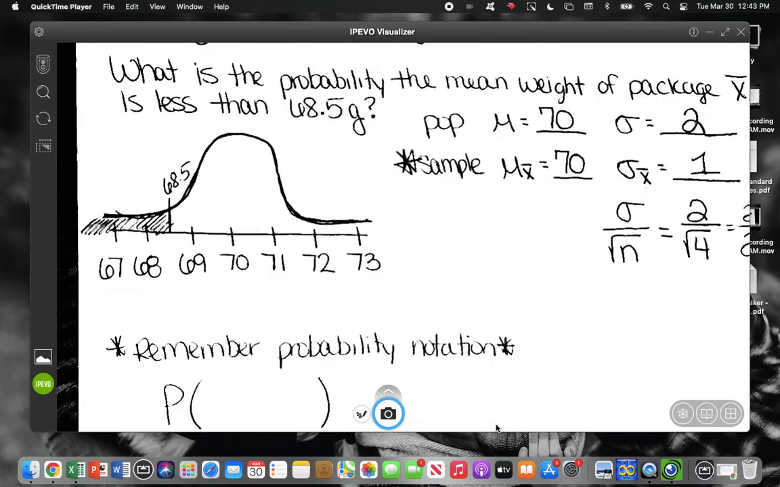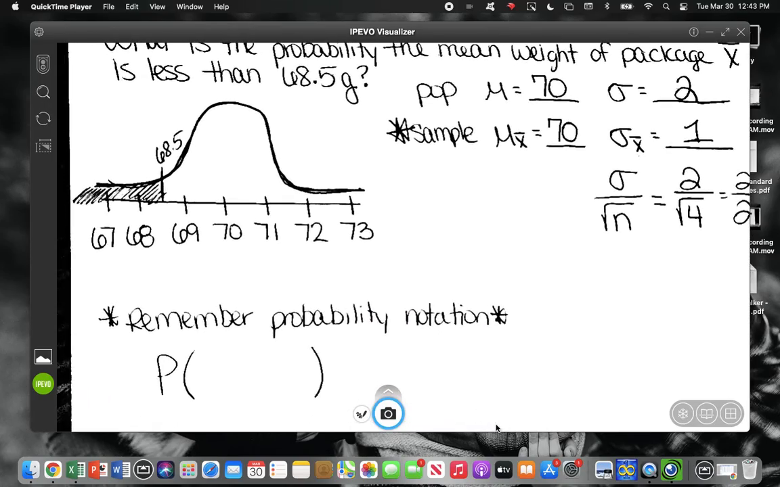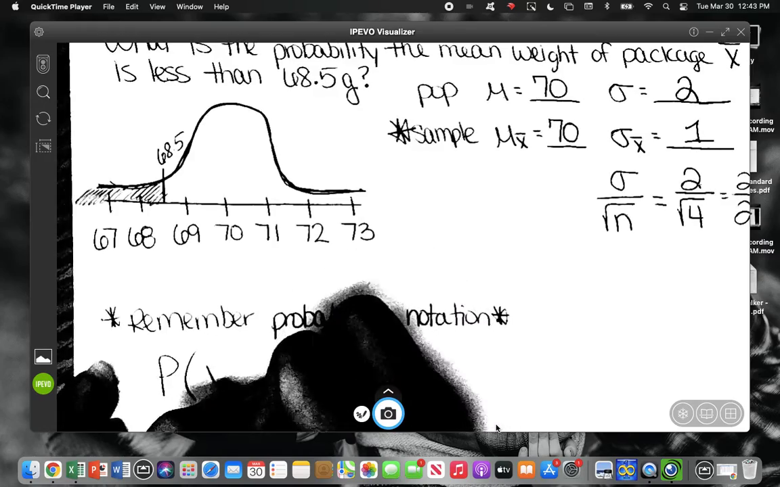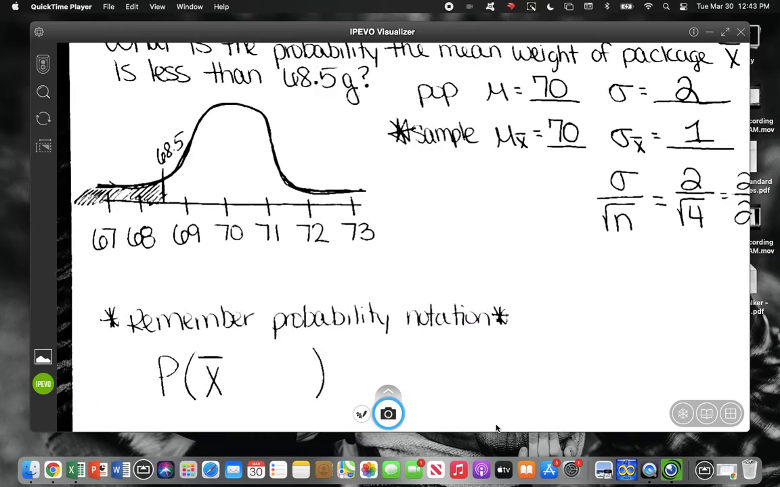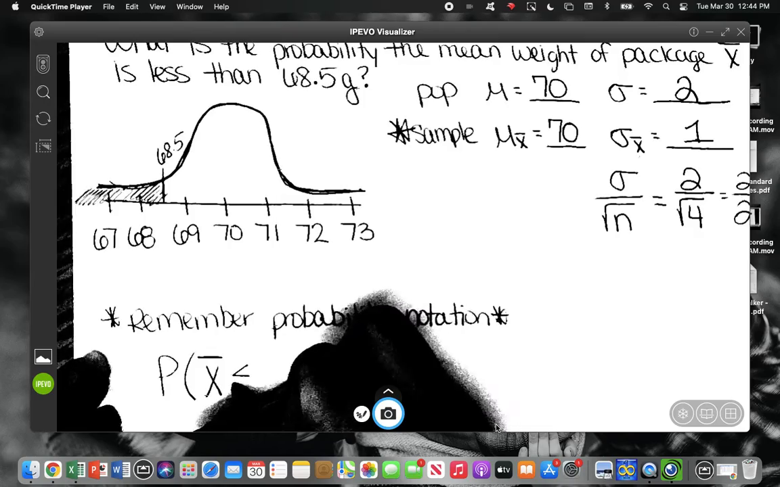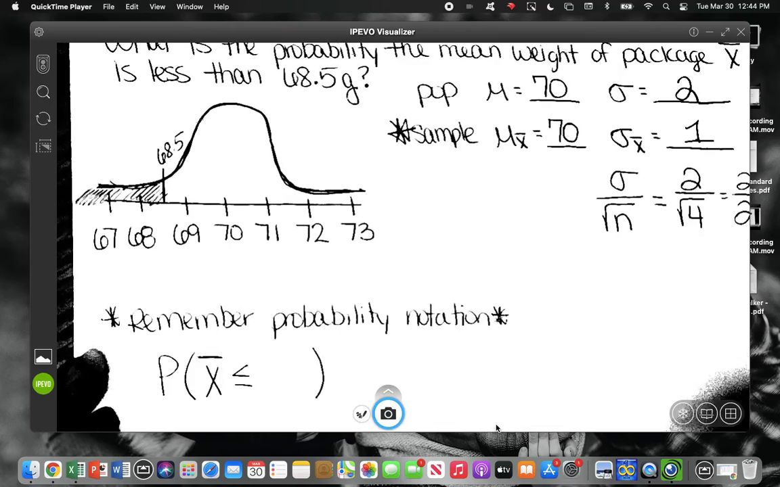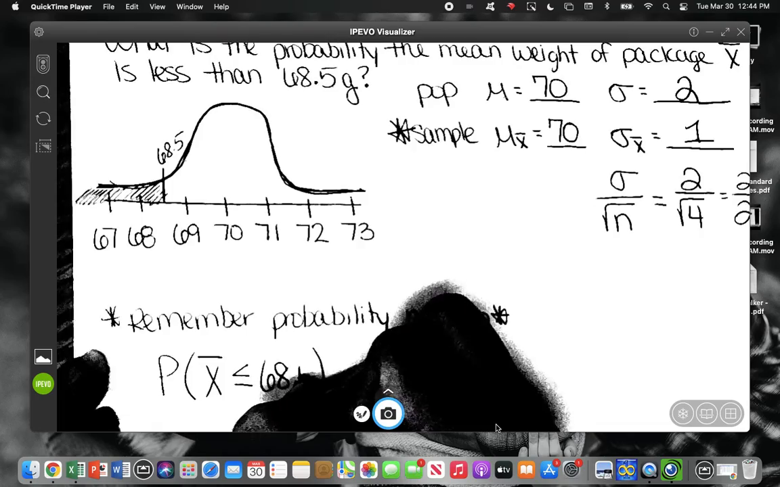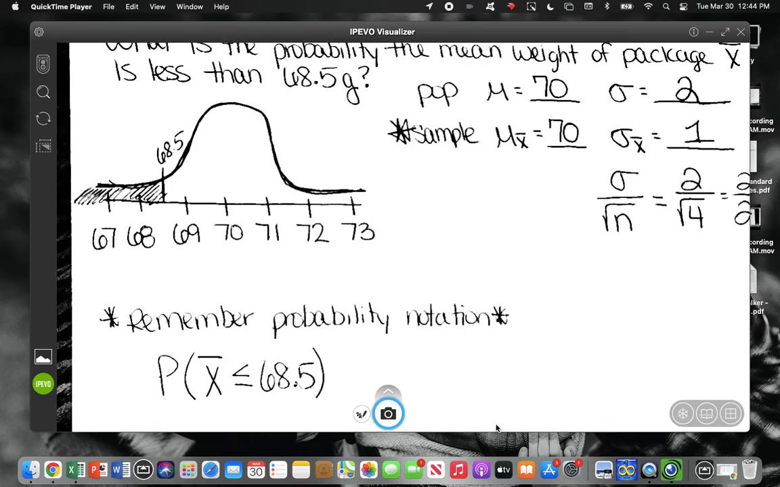All right, now remember, we have to do probability notation with this as well. So this time we're talking about the probability. And since we're talking about an average, we use X bar. What am I going to put on the else in here? We want X to be what? Less than or equal to what number? 68.5. All right, so once we have this, we are ready to go to our calculator.